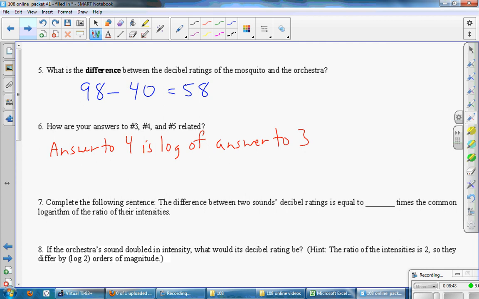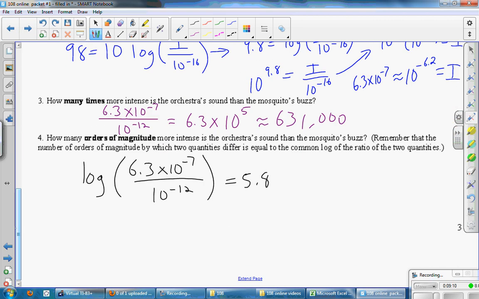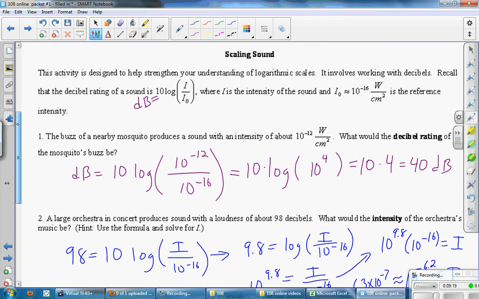What about relating these things to 5? It didn't seem to come into play at all. Let's see, the difference between the decibel ratings. 58, does that number look at all familiar? What was our answer down here? It was 5.8. 58 is exactly 10 times 5.8. Why is it 10 times the 5.8?